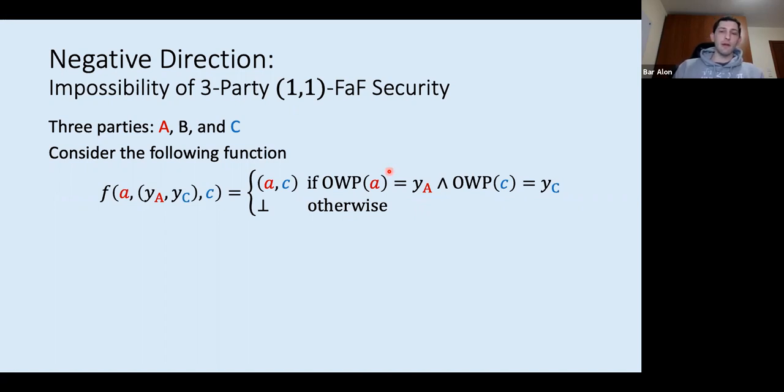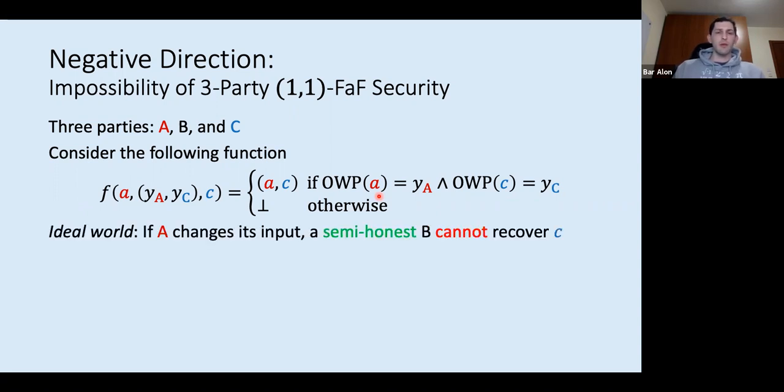And finally, this is a permutation. Generally when we say one-way, it means that an adversary given YA will not be able to find any pre-image of it, so it will not be able to find any A that satisfies this. But when I say permutation, this A is unique, so there's only one such A and you cannot find it. So this is a one-way permutation.